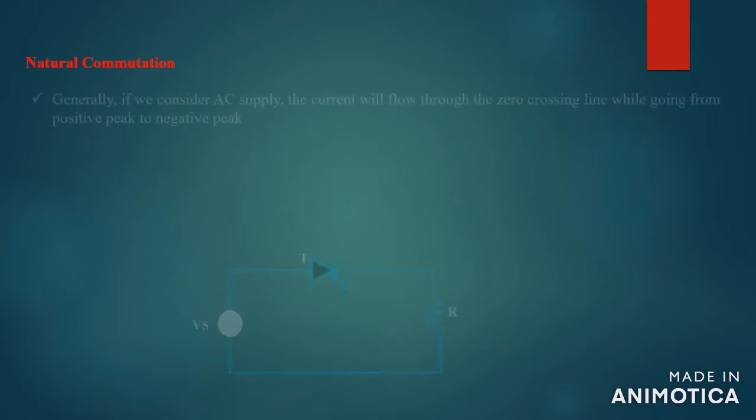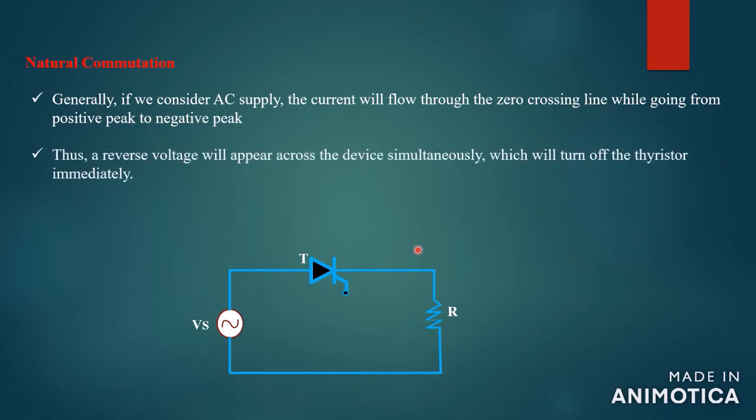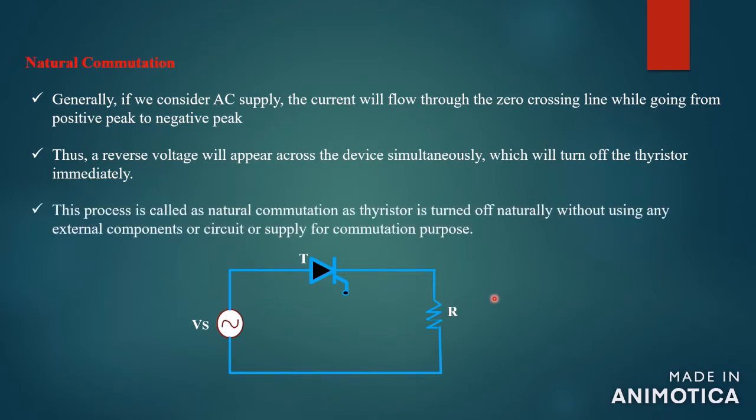Natural commutation is used in the case of AC supply. As we all know, the current in the case of AC will flow through the zero crossing line while going from positive peak to negative peak. Here in the circuit, the AC voltage is applied across the device. During the positive half cycle, the device will be forward biased, whereas during the negative half cycle, reverse voltage will get applied across this thyristor, and hence the thyristor will get turned off by natural process. Here we are not going to use any device externally. The process is completely natural, hence it is called natural commutation.